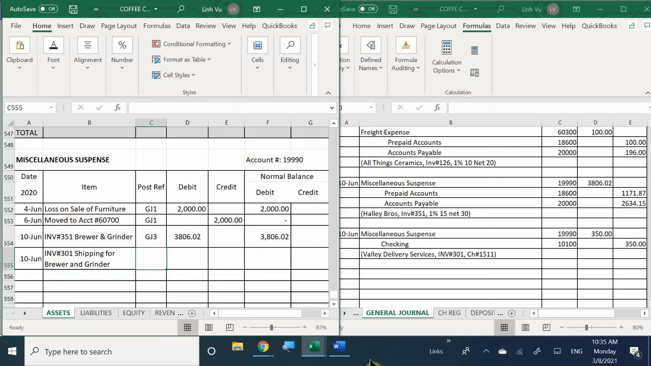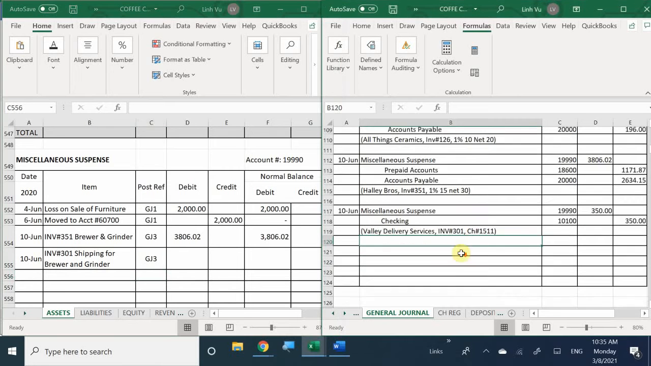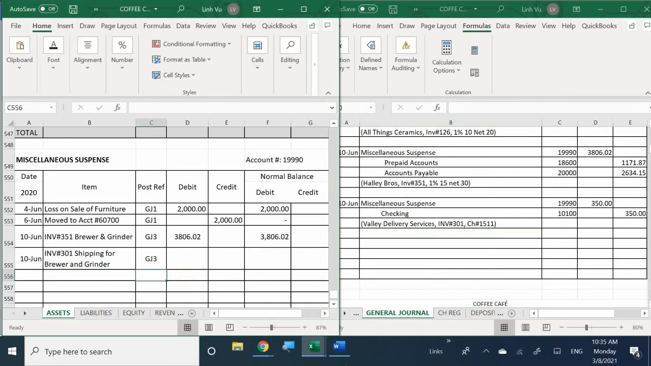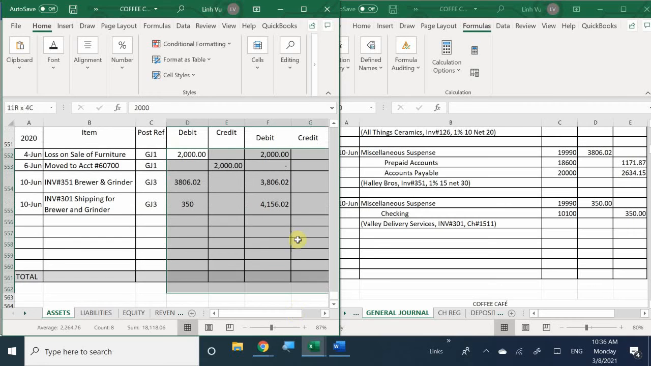Alright. General, we're still on general journal number 3. We should be reaching the very bottom of it. Yes, we are. So general journal 3, and we are increasing it by $350. So therefore, my balance in the miscellaneous suspense is now going to be $4,156.02. All right. I'm going to format this real quick.